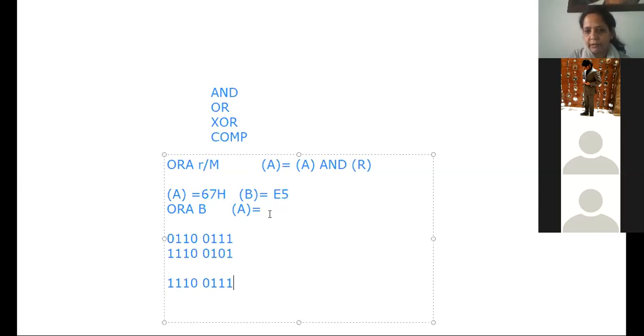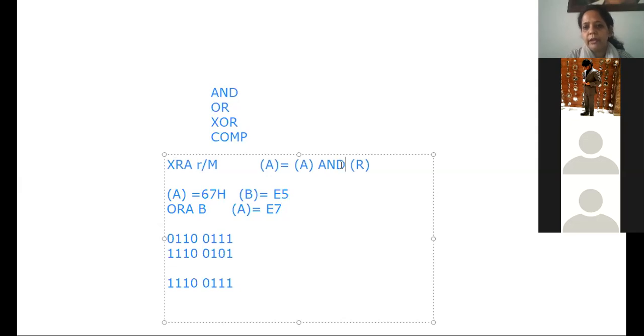So what is the answer in the accumulator now? Conversion of hexadecimal to binary and binary to hexadecimal is a must. You must remember how to convert a hexadecimal number into binary or binary to hexadecimal. Got it? OR operation. If you haven't understood, please let me know.